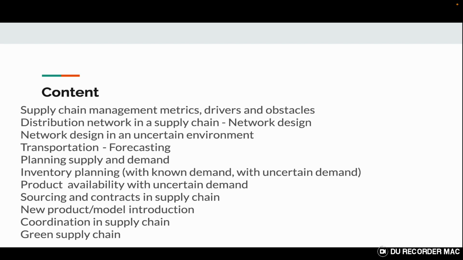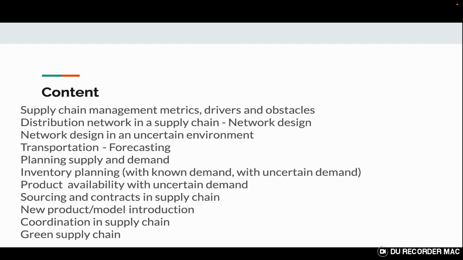So in summary, the content of this course will cover areas of supply chain management, looking into the various metrics, the drivers and obstacles involved in the whole process. We'll be looking into detail of the distribution network within the supply chain and how networks are designed, how they are being used, and why it is important to ensure the detailed management, and also making sure that product reaches consumers within certain time, and also ensuring that the supply and demand is maintained.